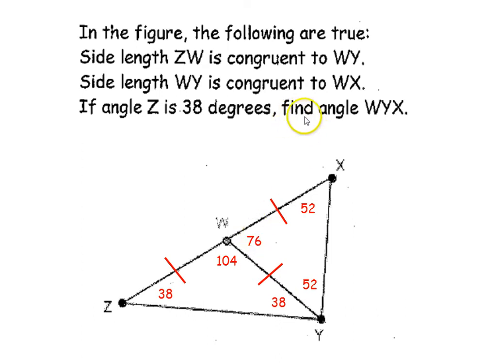And now we're asked to find angle WYX. WYX is this angle right here, the angle that's formed from going to W, to Y, to X. This value right here, 52 degrees, is the angle measure of WYX.